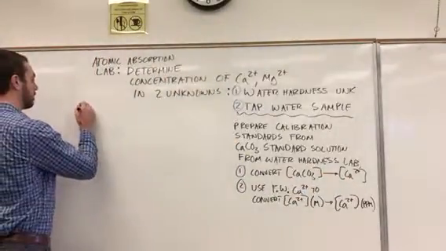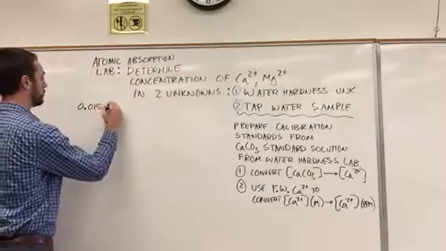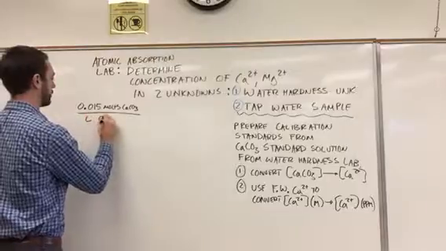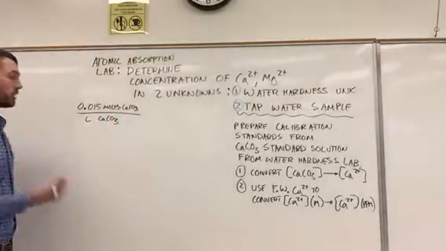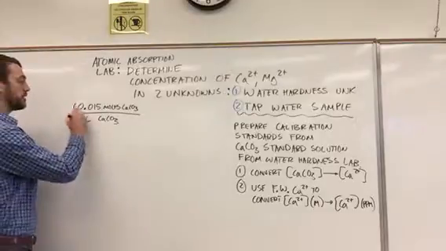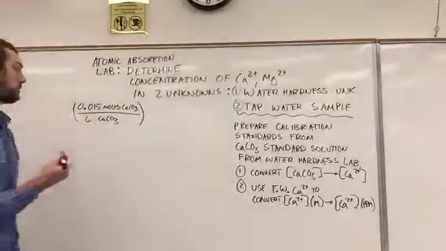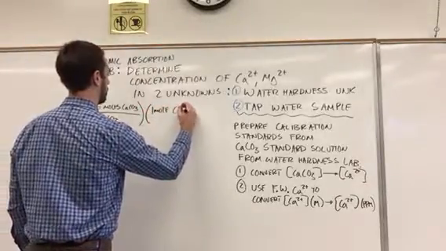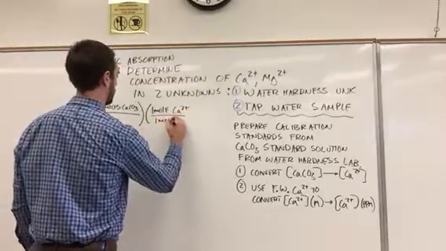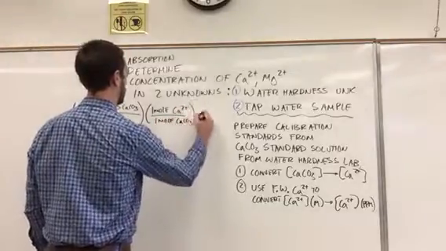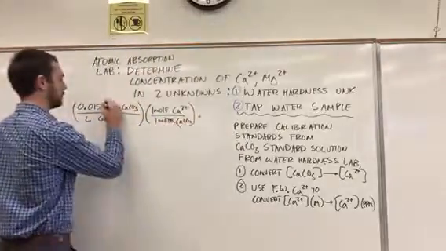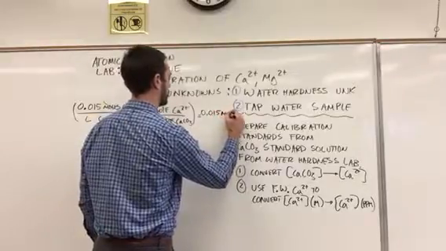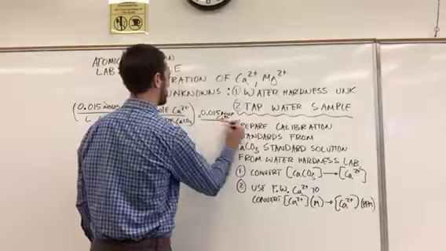So if we have 0.015 moles calcium carbonate per liter, then we can use the stoichiometric ratio to convert that to moles calcium. So now we see that that's equal to 0.015 mole Ca2+ per liter.